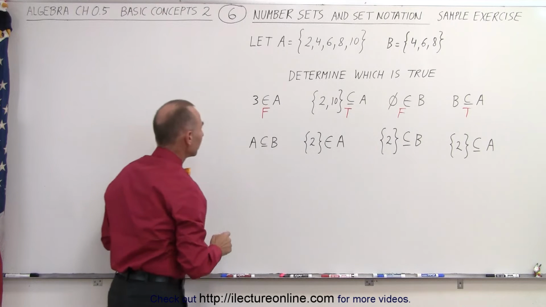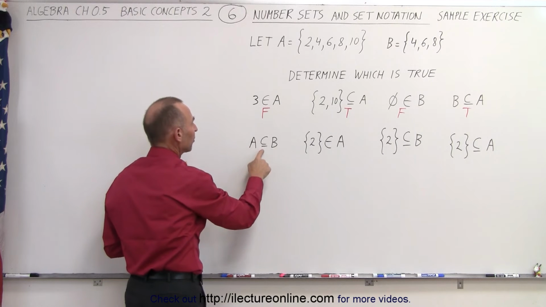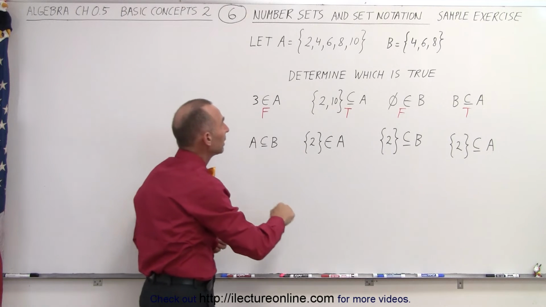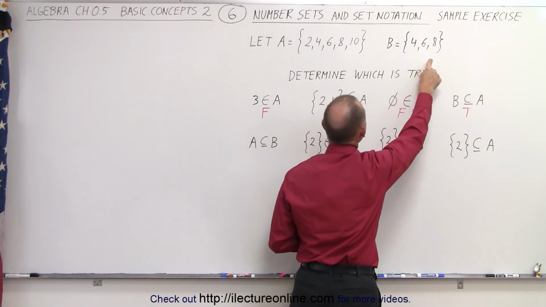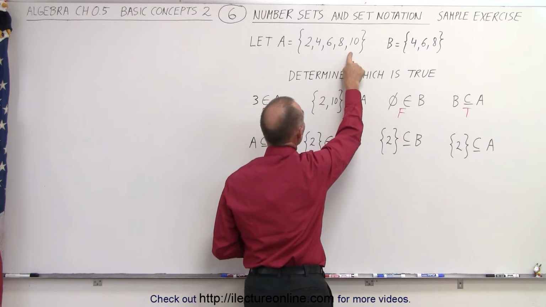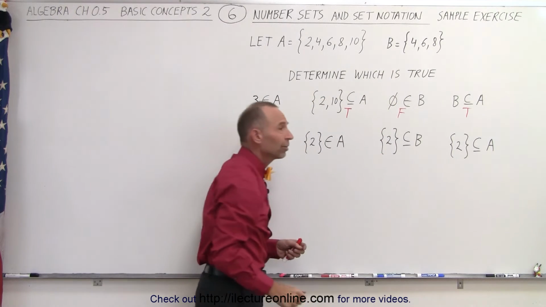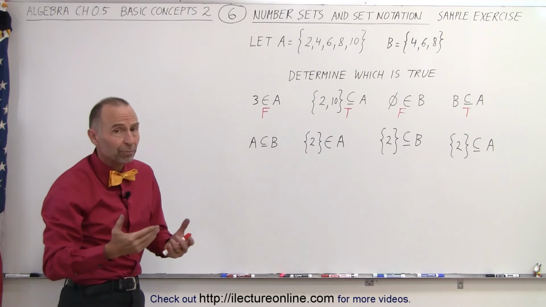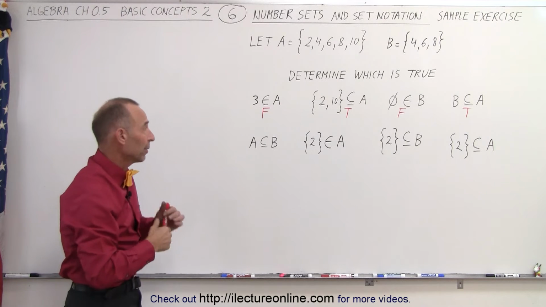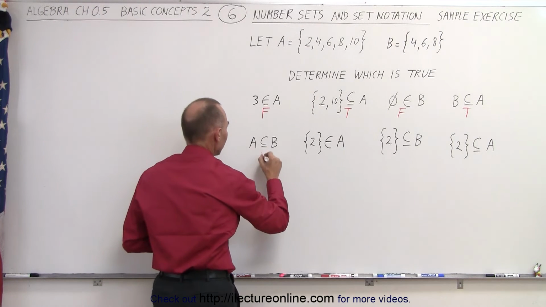Coming over here, they're telling us that A is a subset of B. Now, true that some of the elements, 4, 6, and 8 that are in A, also appear in B, but A has additional elements that do not appear in B, so therefore A is basically a superset of B. It contains all elements of B plus some more, but not the other way around, so therefore this is a false statement.